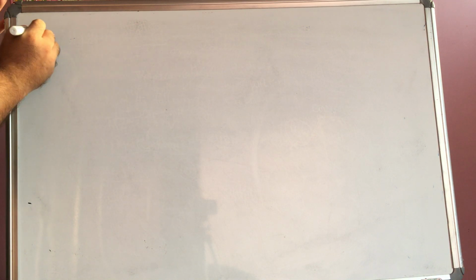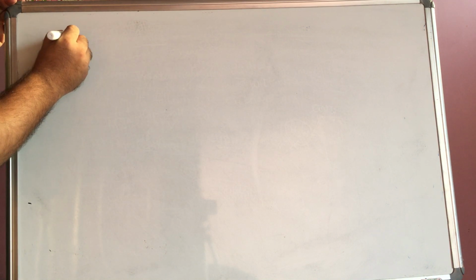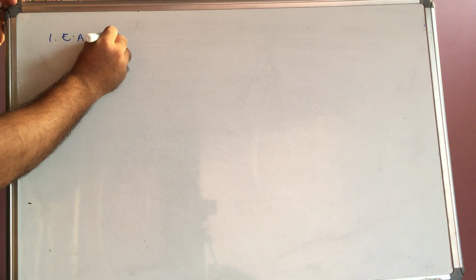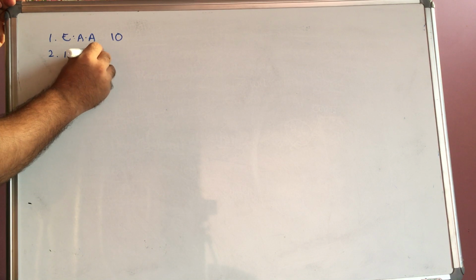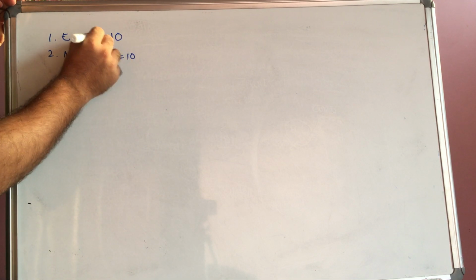Today I am discussing the continuation of amino acids. Already in the last class I explained the types of amino acids, their classification, essential and non-essential amino acids, and acidic, basic and neutral amino acids. In that, essential amino acids are 10. Second one, non-essential amino acids are also 10.